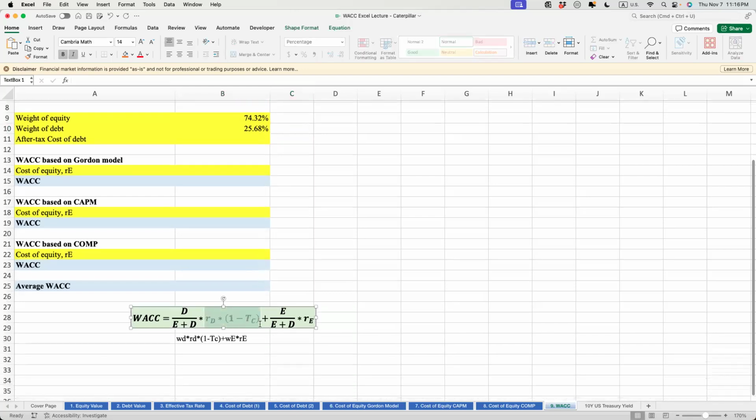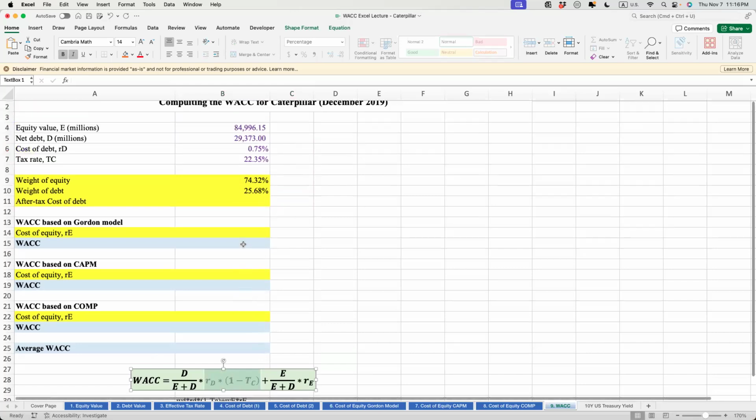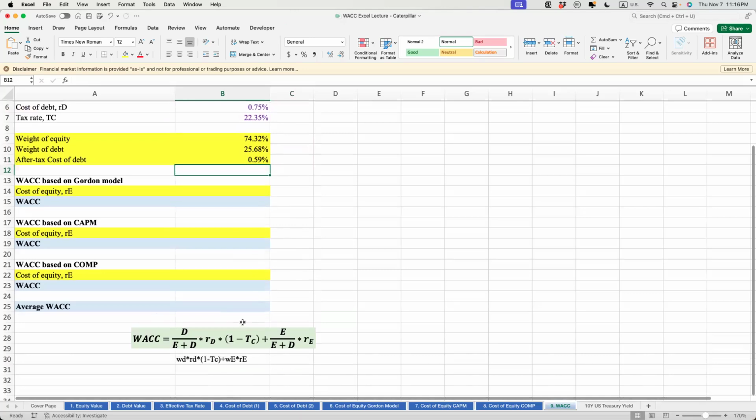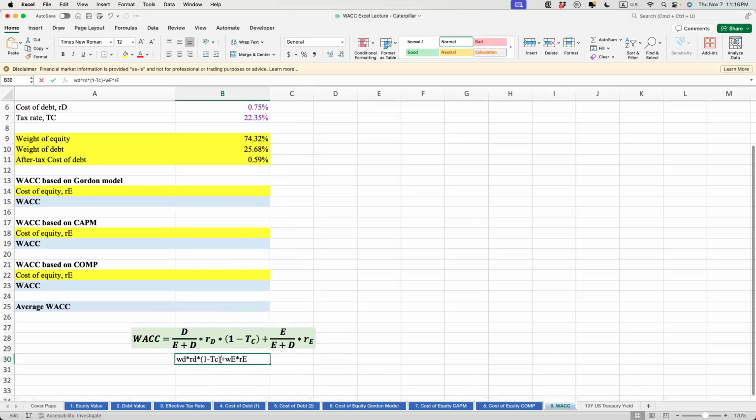Let's directly calculate the after-tax cost of debt. That is equal to cost of debt multiplied by 1 minus tax rate, and you get your after-tax cost of debt. Okay, now basically we simplify this even further. This will be the weight of debt multiplied by the after-tax cost of debt, plus the weight of equity multiplied by the cost of equity. We already have the weights. We have the after-tax cost of debt.